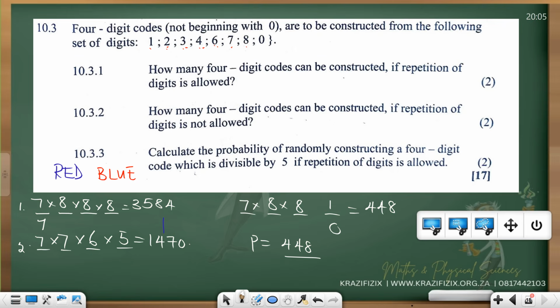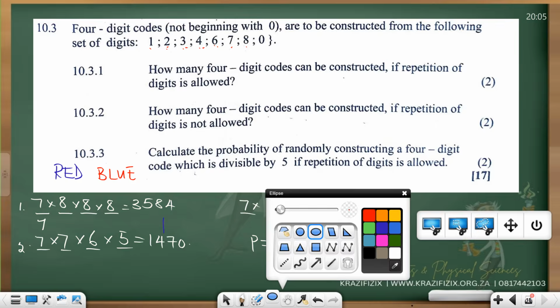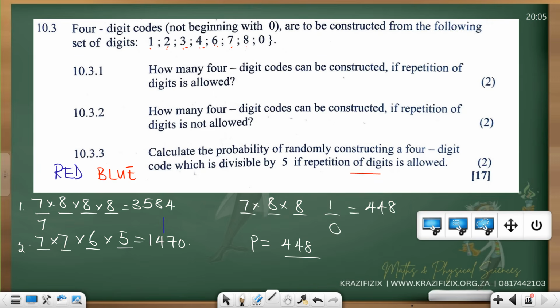We look at if digits are repeated. Don't go and bring if digits are not repeated, because right now, no. What are we looking at? We're looking at the one that says repetition of digits is allowed. Where did we do that? The first one. What was our answer? 3584.